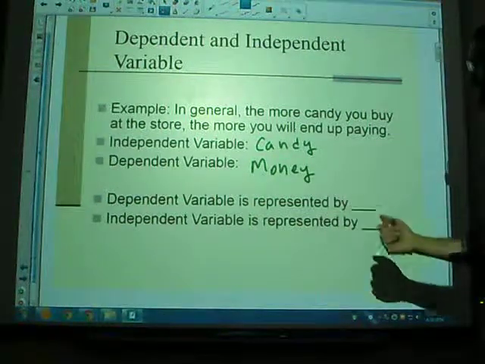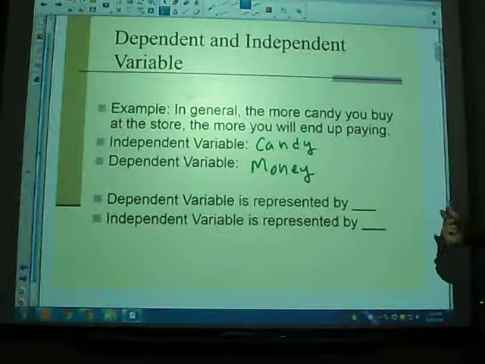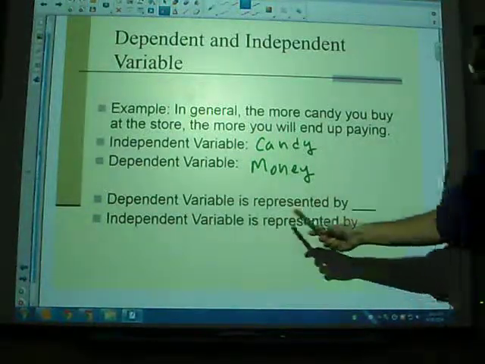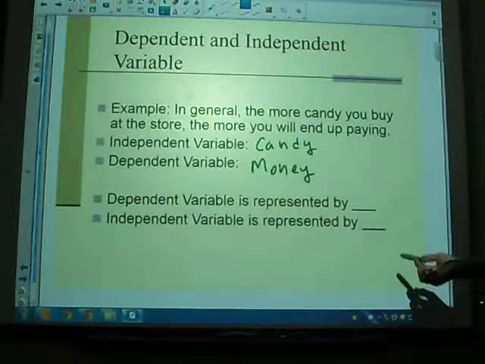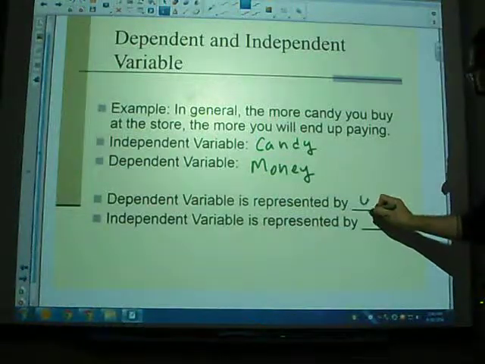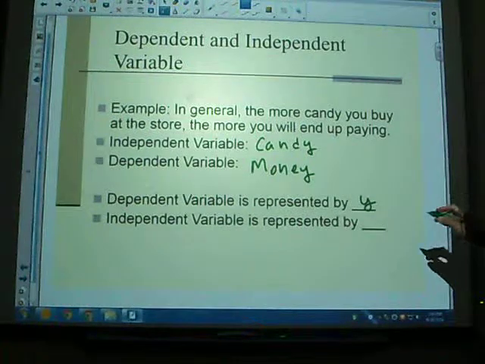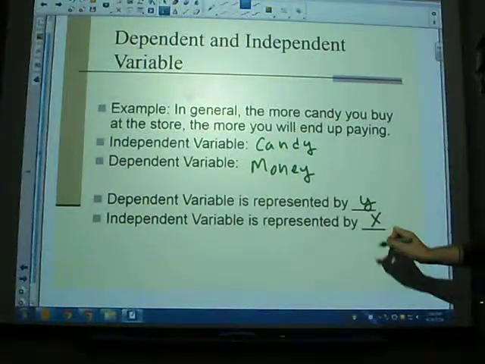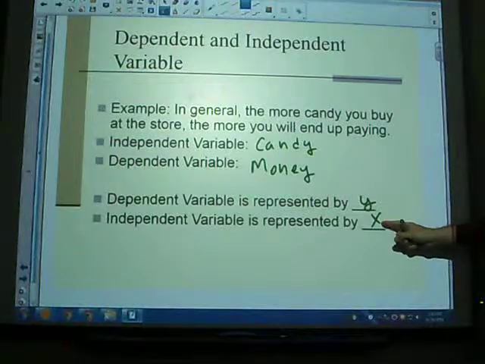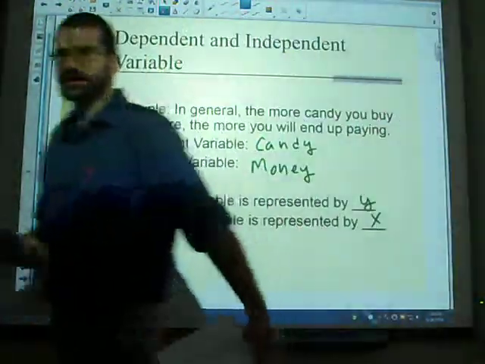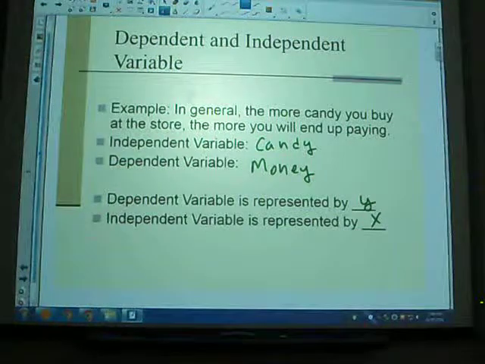Well, when we talk about mathematics, and we talk about variable representation such as x and y, a dependent variable is always going to be the y coordinate. An independent variable will always be the x coordinate. Because whenever we set up a chart, we always pick x, and depending on that, we get y.